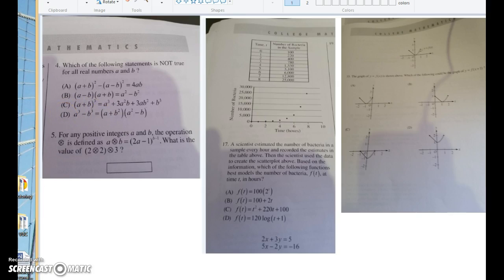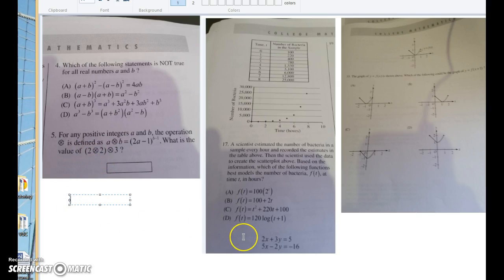It's not an identity. The second question, question number 5, it talks about positive integers, and it gives a definition. It just says whatever number A is and whatever number B is, you put it in for A here and you put it in for B here. So it says, what is the value of 2 and then x2 and then x3? So the first thing we're going to do is do 2x2. This is our A value and this is our B value.